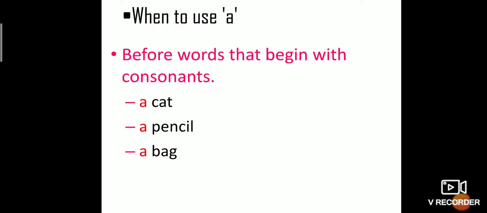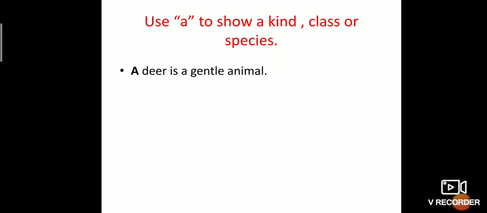So, first of all, we'll talk about the use of a. A is used before the words that begin with consonant sounds. Remember, a cat, a pencil, a bag. So, see children, they begin with k, p and b sounds. What are the k, p and b? These are vyanjans. Alright. So, we use a with them.